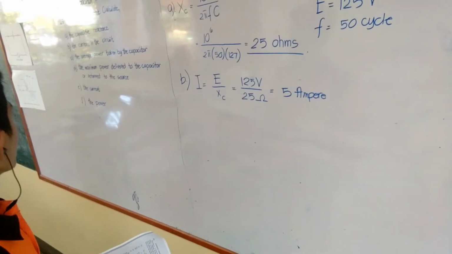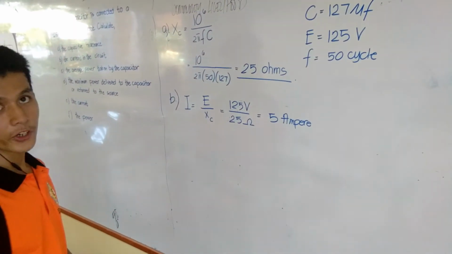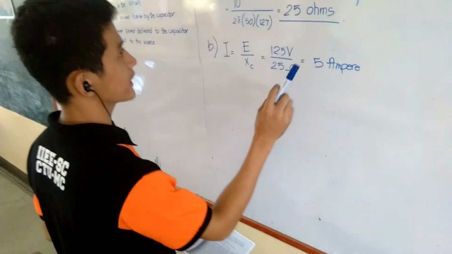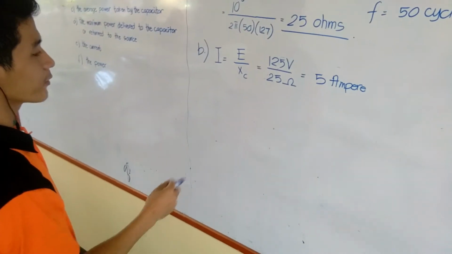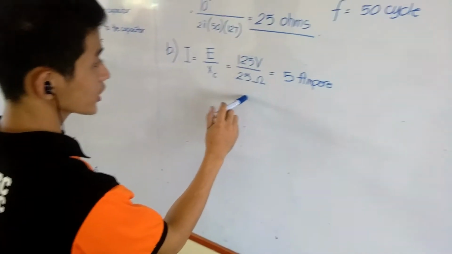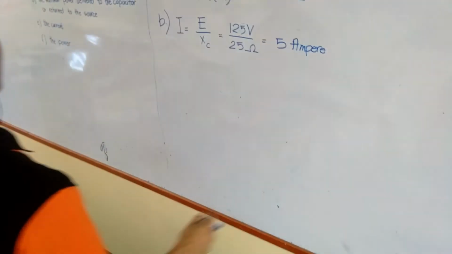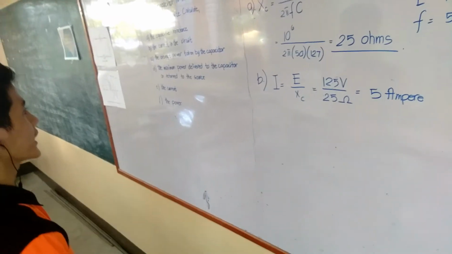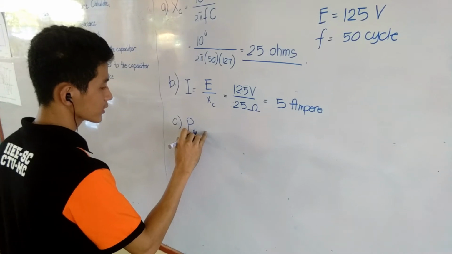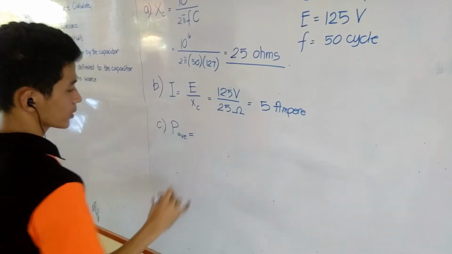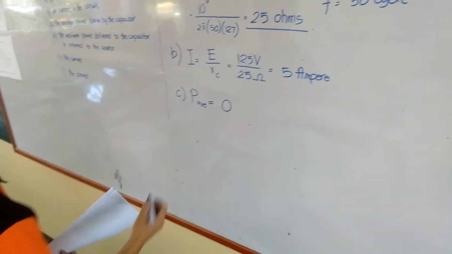Solving for letter B, the current in the circuit. So, I is equal to E over XC. Plug in the given data. We have 125 volts divided by the capacitive reactance, which is 25 ohms. It will give a result of 5 ampere. Next, the average power taken by the capacitor. As before, it will just give us a result of 0. So therefore, average power is equal to 0.